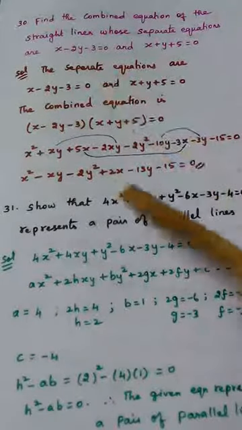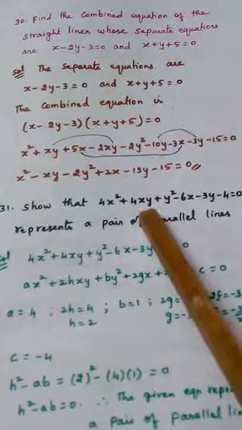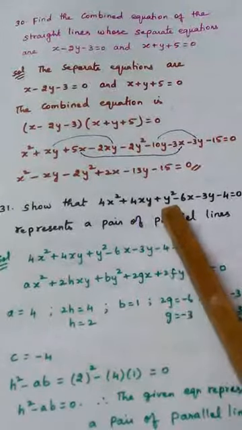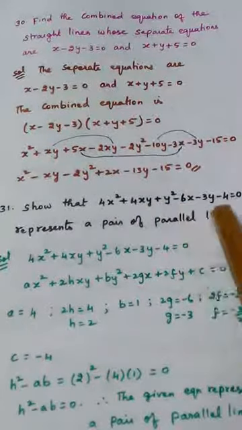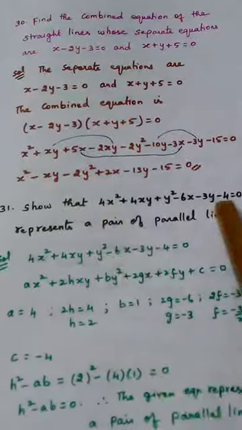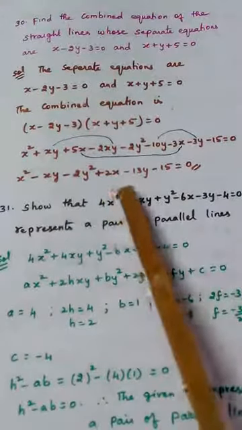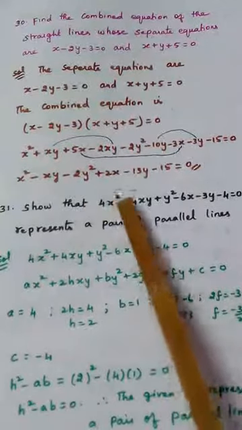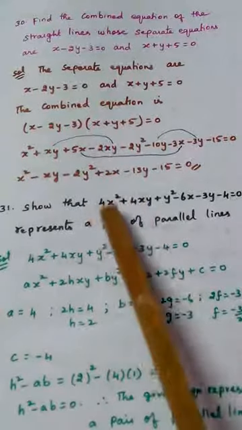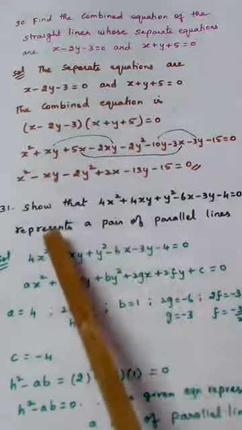Problem number 31. Show that 4x square plus 4xy plus y square minus 6x minus 3y minus 4 equal to 0. So if we see, we can say that this is a second degree equation because it starts from x square, so the degree is 2. Show that this second degree equation represents a pair of parallel lines.